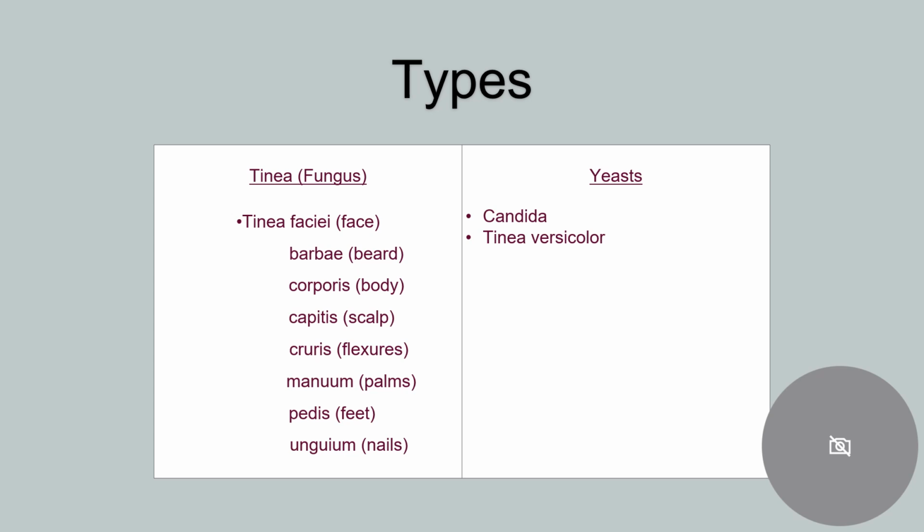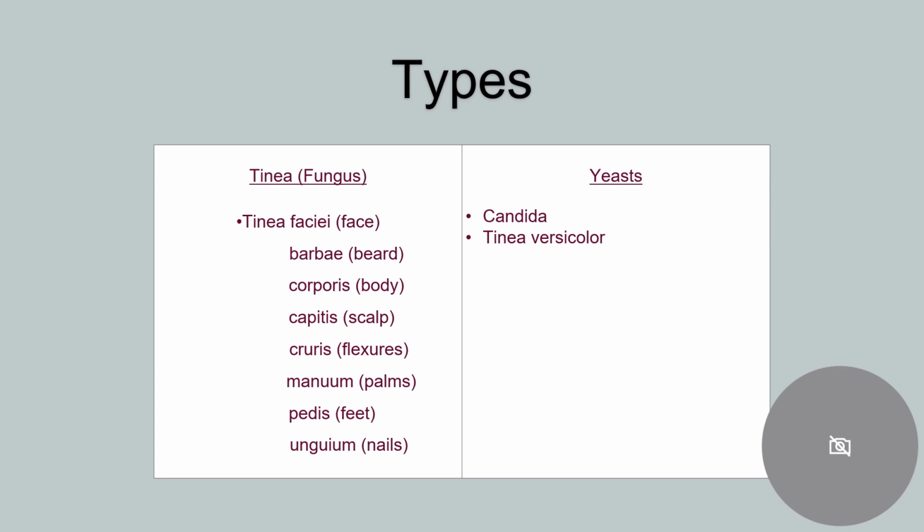Tinea faciei infects the face. Tinea barbae is a tinea infection of the beard. Tinea corporis involves the trunk and the limbs. Tinea capitis is an infection of the scalp and the hair follicles. Tinea cruris involves the flexures such as the groin or inframammary clefts.